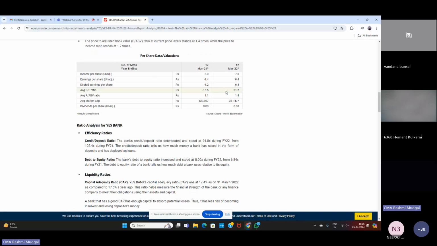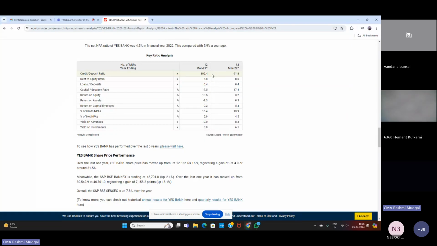Next we come to the earning per share. Earning per share was firstly 8 rupees, now it's 7 rupees. Now comes the credit deposit ratio, which has decreased, and the debt to equity ratio has also increased. That is a good sign. The loan deposit ratio is the same. Capital adequacy is almost the same. Return on equity, last year it was a loss, but now it is a profit. So we can see the comparison here.